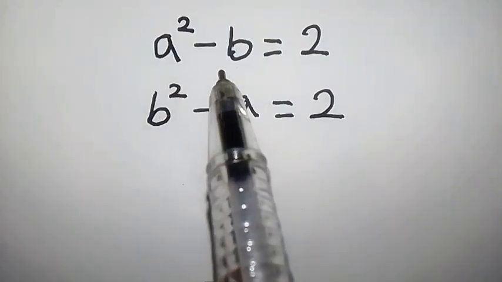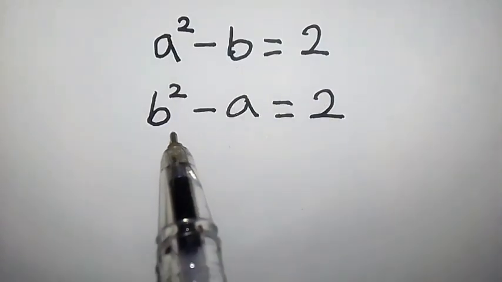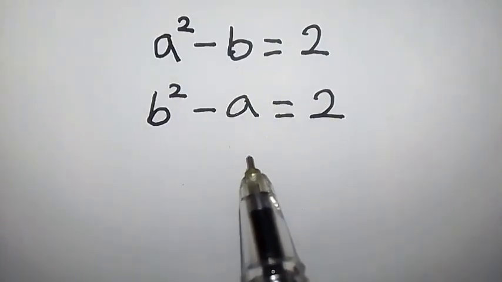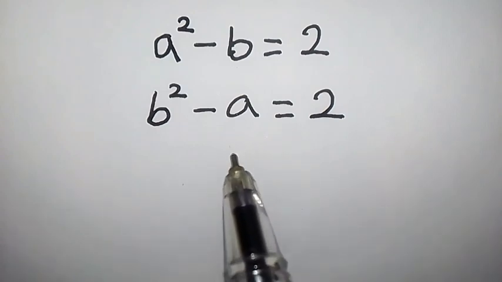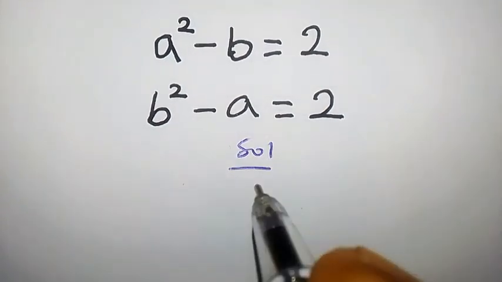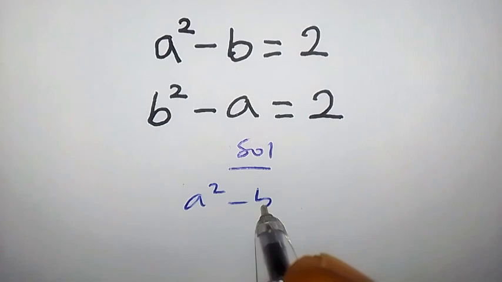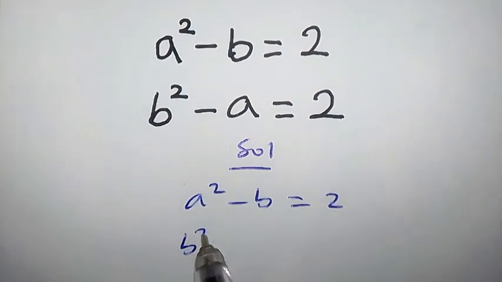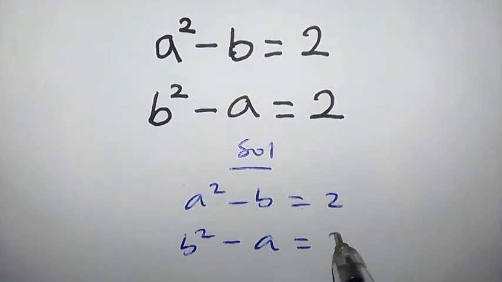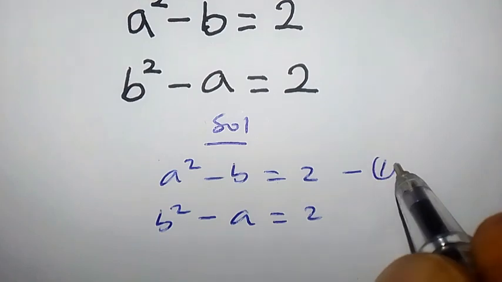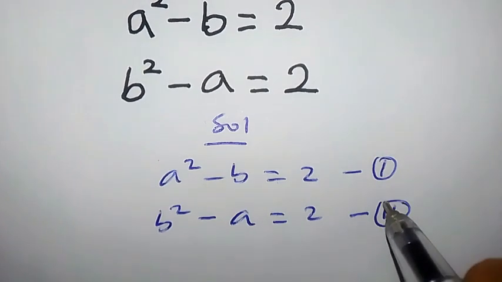a² − b = 2 and b² − a = 2. How do we find the values of a and b? Solution. We have a² − b = 2 and also b² − a = 2. Let's call this the first equation and this the second equation.